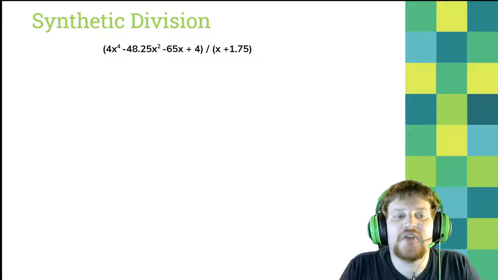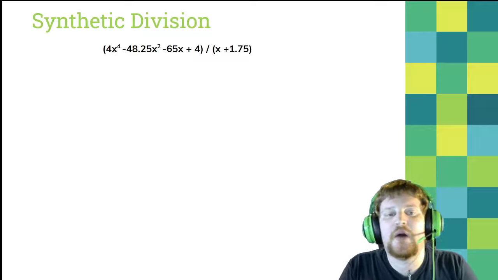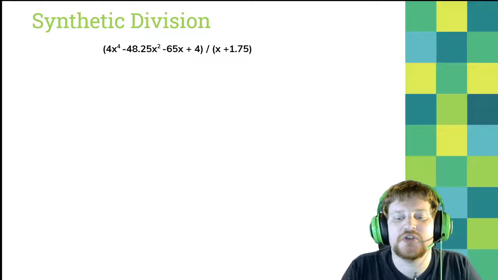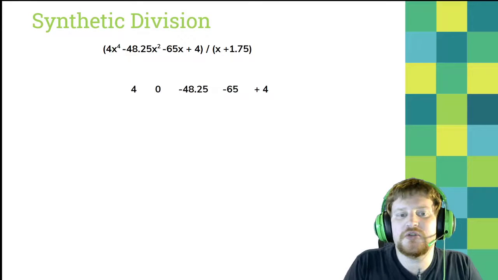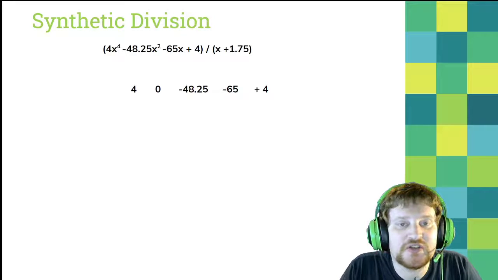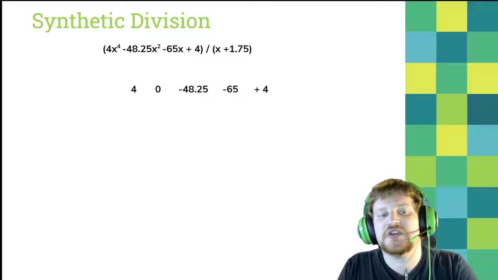So here you can see we're dividing 4x to the 4th minus 48.25x squared minus 65x plus 4, but we're dividing that by x plus 1.75. Notice that x is not raised to a power and its coefficient is 1. That means we can use synthetic division. So in order to do this, you're going to write down just the coefficients from the number that you're dividing. So in this case, 4x to the 4th, the coefficient is 4.